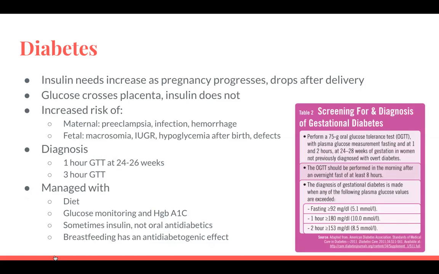You diagnose with a 1-hour glucose tolerance test at 24 to 26 weeks. If those results are abnormal, then you do a 3-hour glucose tolerance test. If the blood glucose is over 140 after 3 hours, then you are positive for gestational diabetes. These people are also associated with higher C-section rates. You manage diabetes with diet, glucose monitoring, sometimes insulin, but not oral medications. And breastfeeding can lower your blood sugar and regulate that in general.